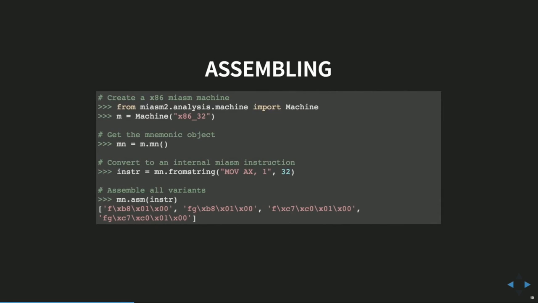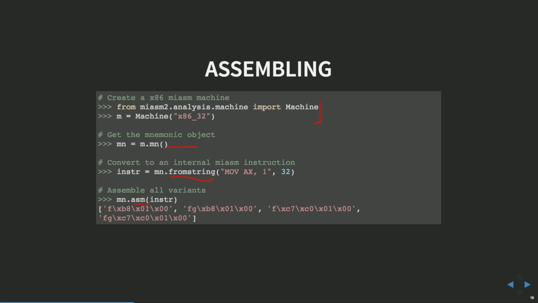So first, is that big enough? Yeah? Okay. So first, what you can do with MIASM is assemble. In order to do that, you need to create a machine, a MIASM machine. Then you need to get the mnemonic object. So the mn object is used to assemble and disassemble. So here you create it. And then you can call the fromstring function in order to get from this MOV X1 string into the internal MIASM instruction. And then you can call asm in order to get the binary representation of this instruction.